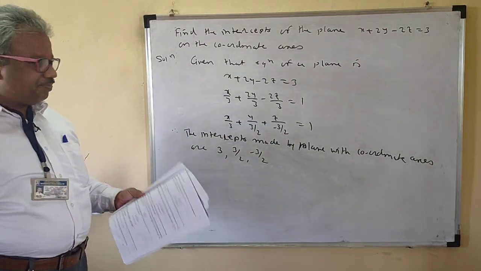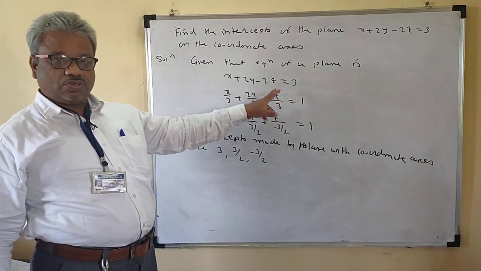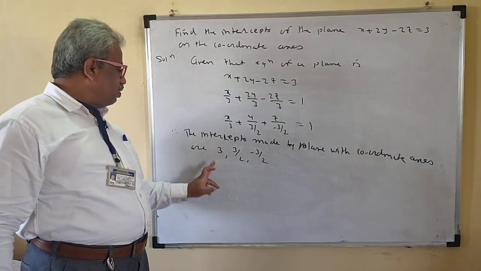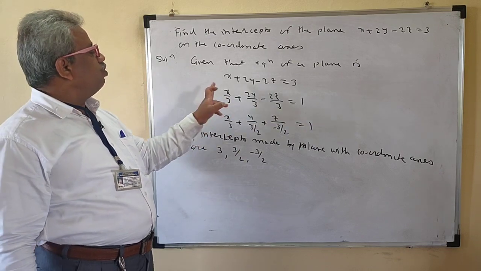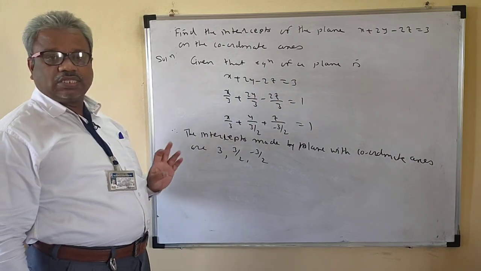Very simple. To find the x intercept, put y equal to 0, z equal to 0. If you put y equal to 0, z equal to 0, what do we get? x is equal to 3 here. To find the y intercept, put x equal to 0, z equal to 0. If you put x equal to 0, z equal to 0, what is y? y is 3 by 2. See, this is 3 by 2.